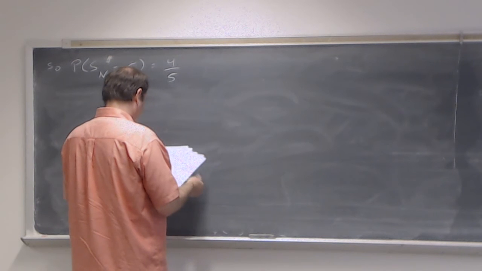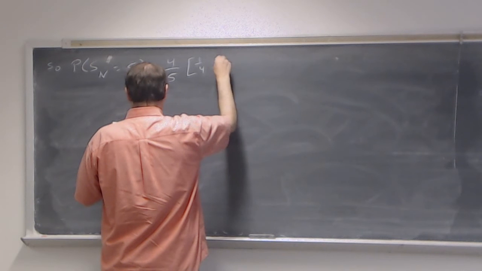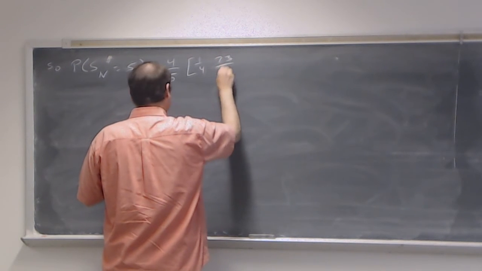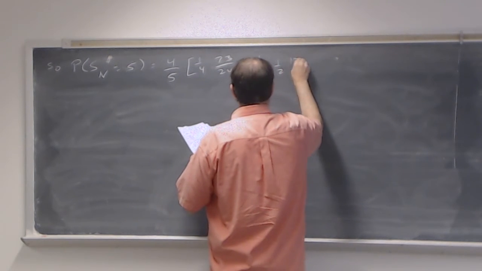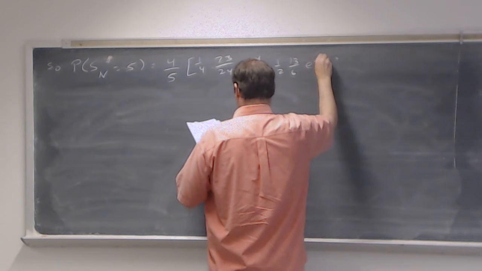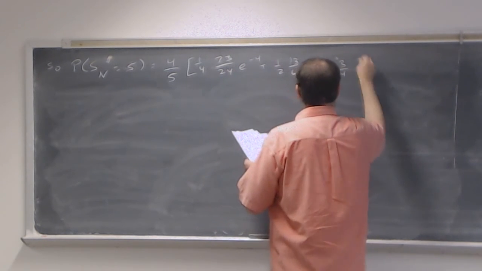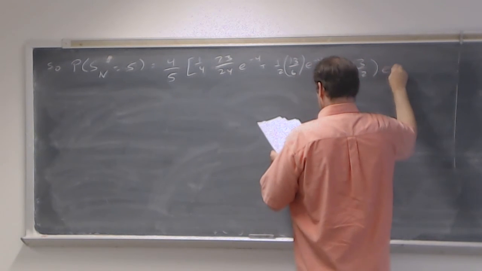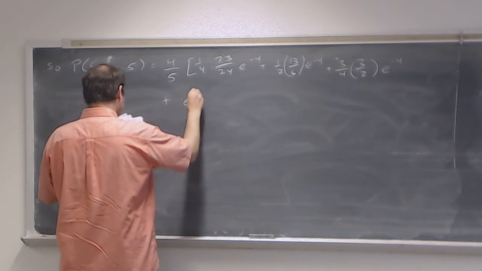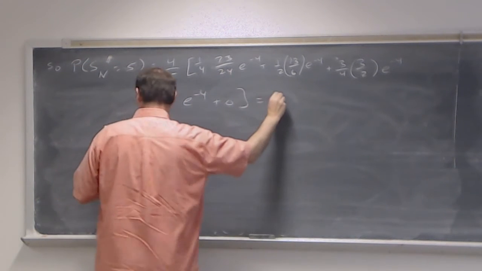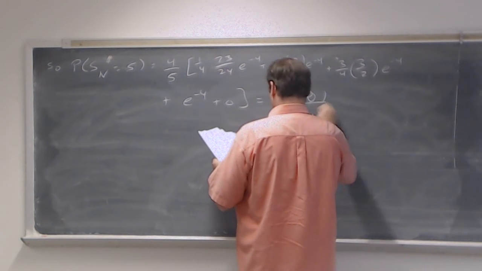Okay, so here's what we get when we plug these in. It's 4/5 times 1/4, 73 over 24 e to the minus 4 plus 1/2 times 13 over 6 e to the minus 4 plus 3/4 times 3/2 times e to the minus 4 plus e to the minus 4 plus 0. And when you add all those up, what you end up getting is 381 over 120 e to the minus 4.